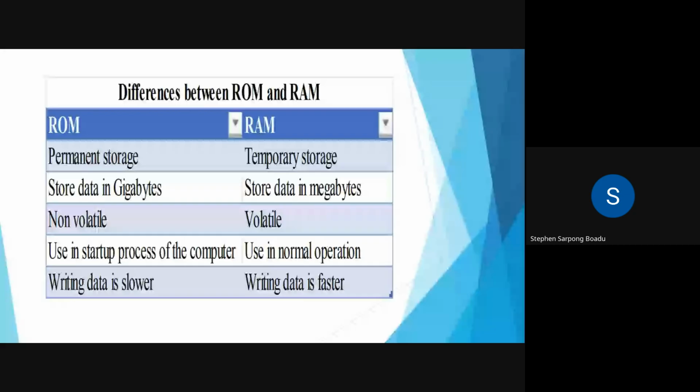And then we said that the ROM is used in the startup process of the computer. And then the RAM is used in normal operation. Then writing data in ROM is slower. And then writing data in the RAM is faster. All right. So we move on.